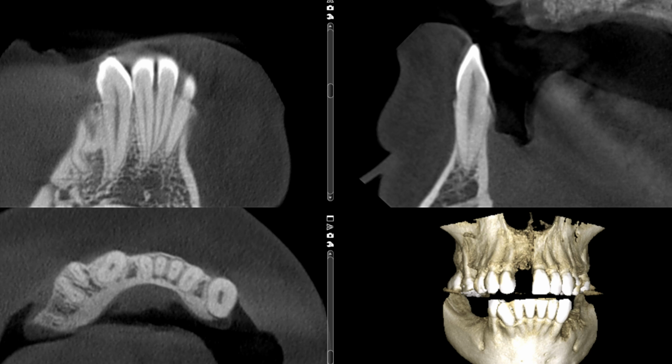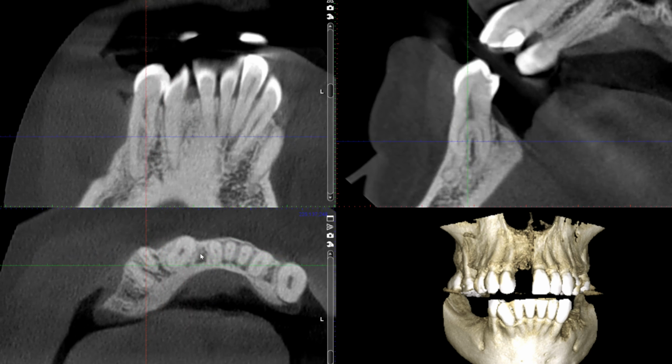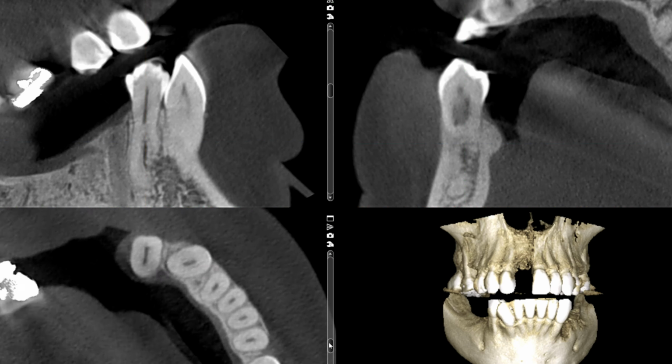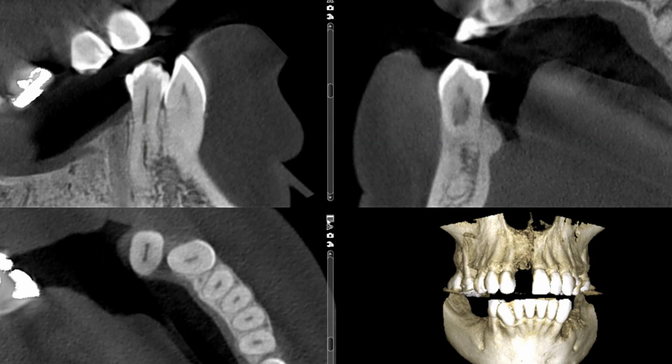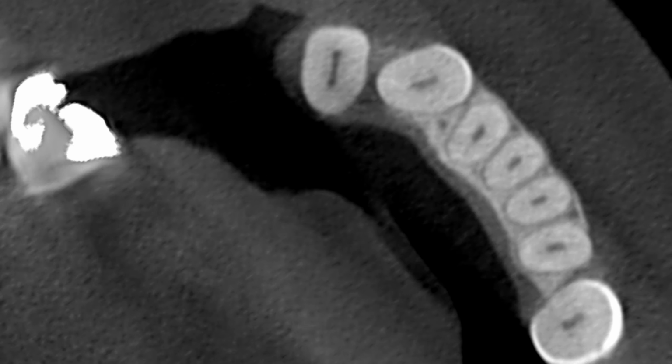Now let's turn our attention to number 28. I'm going to be rotating this a little bit so that we can have a better appreciation of what's really going on. Okay, so why don't we start out with the axial view? Right here, I'm going to maximize this screen. And this is the number 28.